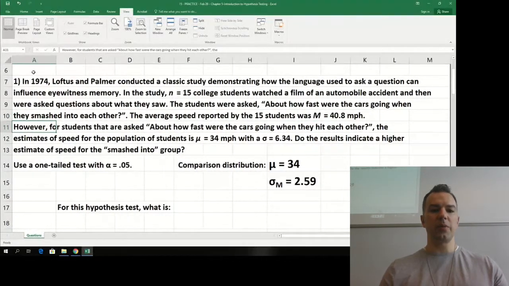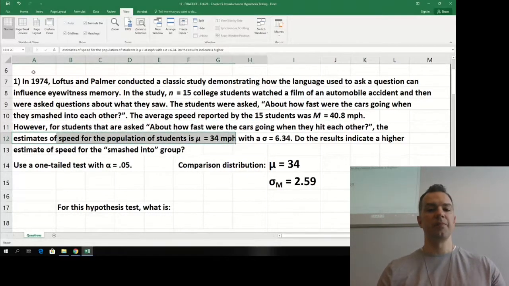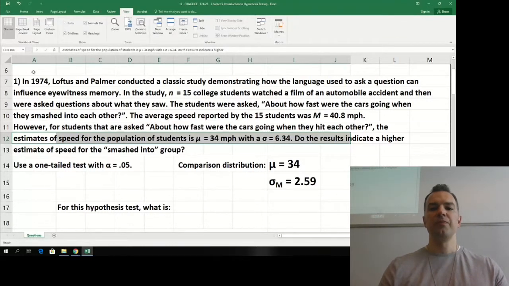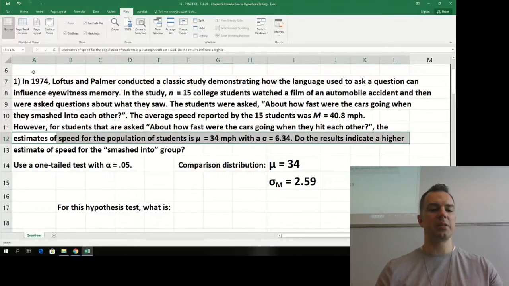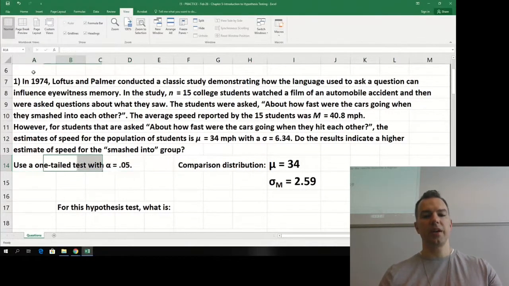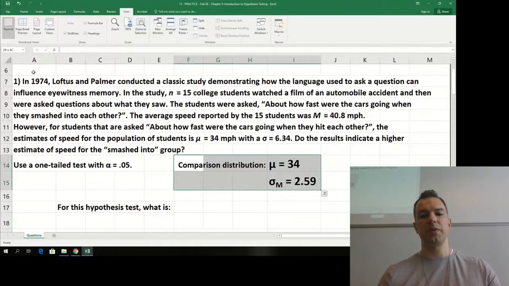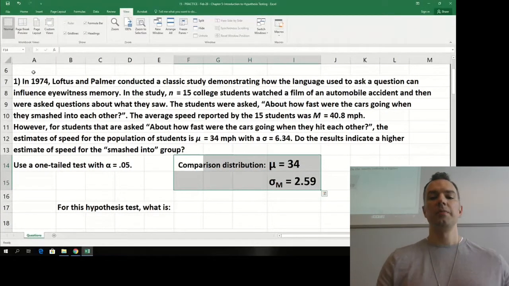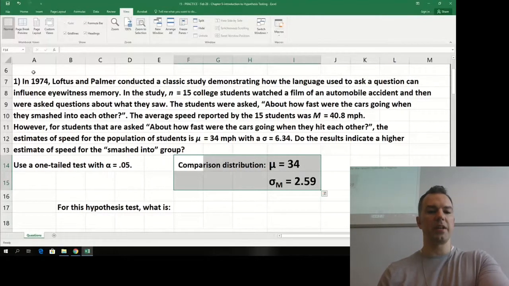However, for students that were asked about how fast the cars were going when they hit each other, the estimates of speed for the population of students is 34 miles an hour with a standard deviation of 6.34. Do the results indicate a higher estimate of speed for the smashed into group? Use a one-tail test with an alpha of 0.05, and the comparison distribution has a mean of 34, same as the population, but it has a smaller standard deviation of 2.59.